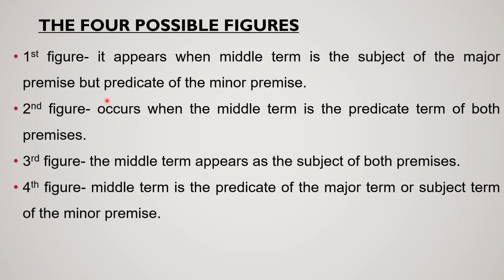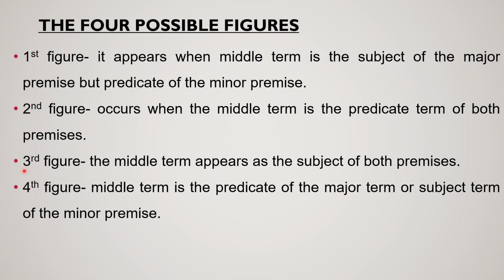Then you have the second figure. Whenever you see a middle term that is the predicate of both premises, and remember, the middle term is the term that appears in both propositions or both premises but does not appear in the conclusion. So whenever you see the middle term appearing as the predicate in both premises, that automatically becomes the second figure. And when you are giving the reason why you say this is the second figure, you just say this is because the middle term is the predicate of both premises.